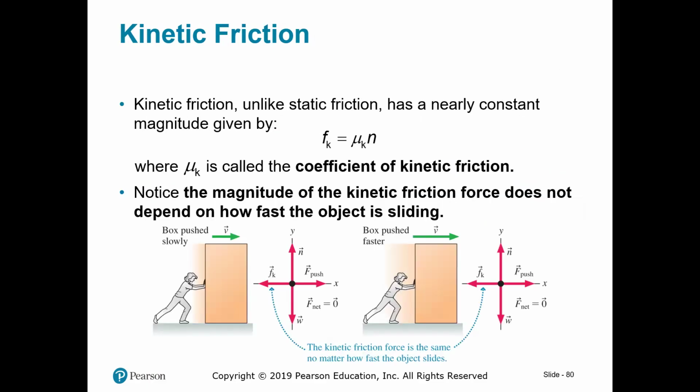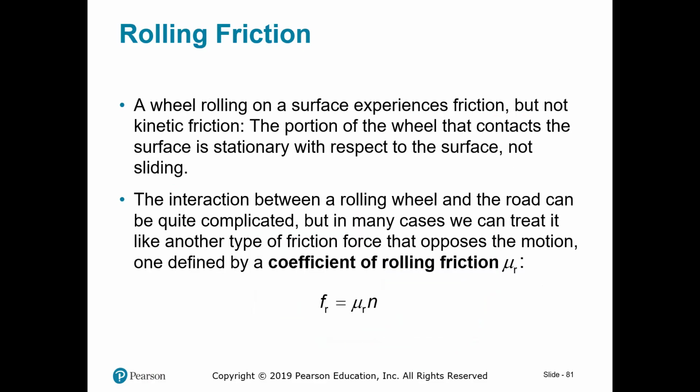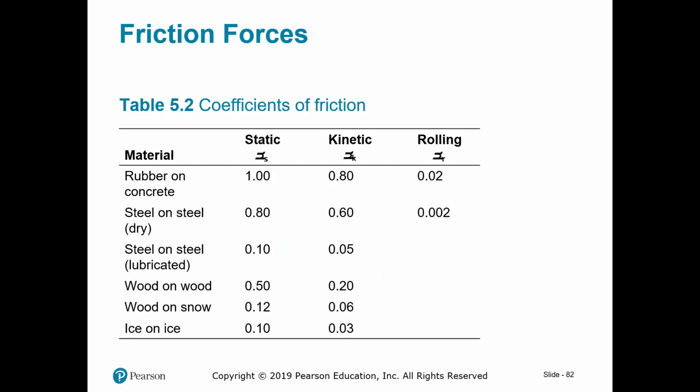And the kinetic friction force, unlike a static friction force, has a constant magnitude, which is mu k times N. Again, mu k is the coefficient of kinetic friction. So again, same thing, right? You have an fk, but in this case, make sure the object is in motion, like the object is sliding. The rolling friction, we'll talk about it later in other sections.